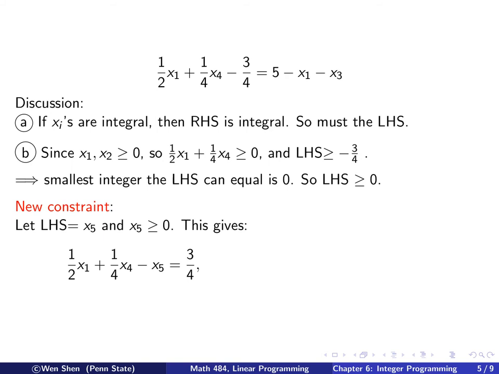So this gives us an idea for the new constraint. We introduce a new variable, x5, and let the left-hand side equal x5. And x5 is non-negative and integral. Okay, so this basically says this one equals x5. And then I can move the x5 to the left-hand side of the equation and move the constant term to the right-hand side. So I get this constraint.